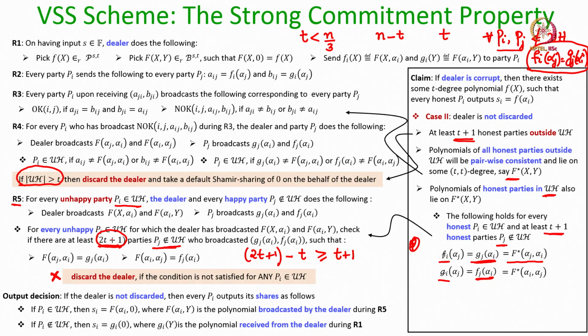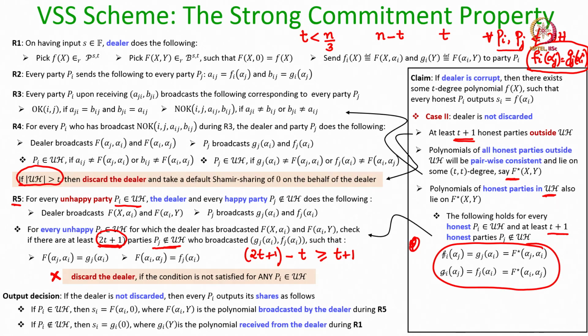Up to t corrupt parties who are outside the unhappy set, they may unnecessarily broadcast some points which are pairwise consistent with the dealer's version of the polynomials. We ignore those points. Even if we ignore those points, we are guaranteed to have at least t plus 1 honest parties Pj outside the unhappy set whose points match, or whose points are pairwise consistent with the polynomials which the dealer has made public. That automatically implies that whatever polynomial the dealer has made public for this unhappy party pi also lies on the f star polynomial because of this condition, and the fact that there are t plus 1 such Pj's for which this condition holds.